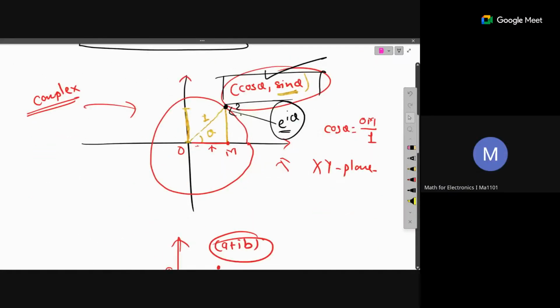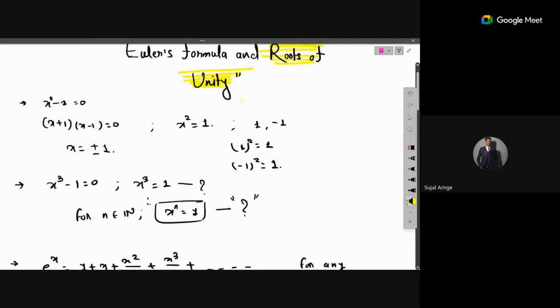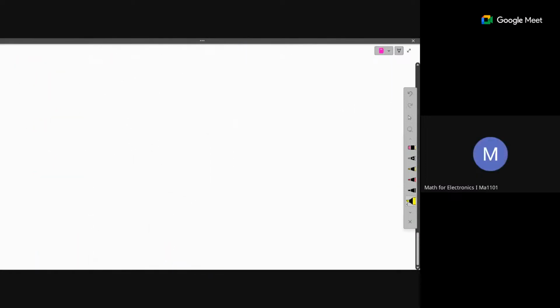But basic complex theory we need for finding out the nth roots of unity. So this is our main purpose. Okay, so let's start.